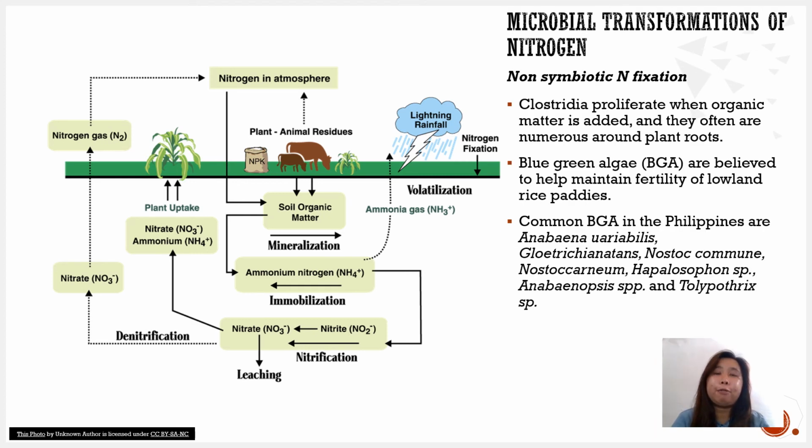Other organisms involved in non-symbiotic nitrogen fixation are the Clostridia and the blue-green algae. Clostridia proliferate when organic matter is added and they are often numerous around the plant roots. BGA or blue-green algae are believed to maintain the fertility of lowland rice. And the following is a list of common BGAs in the Philippines, from Anabaena to Tolypothrix.